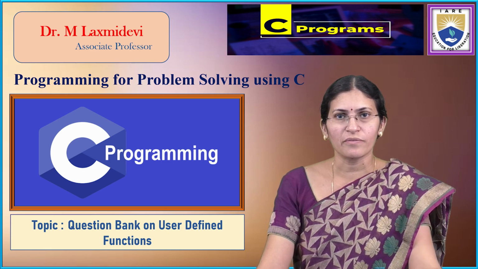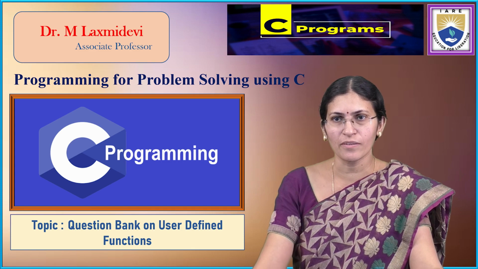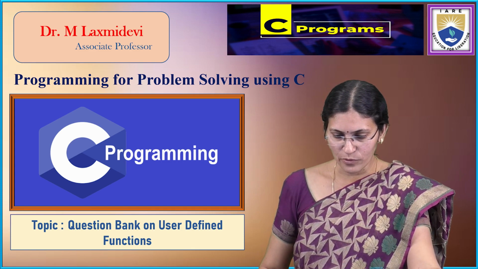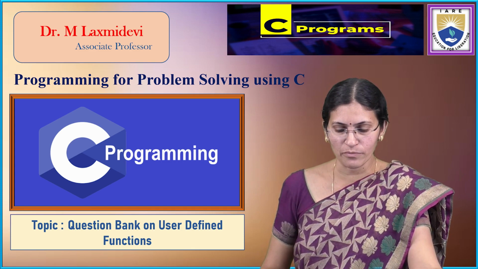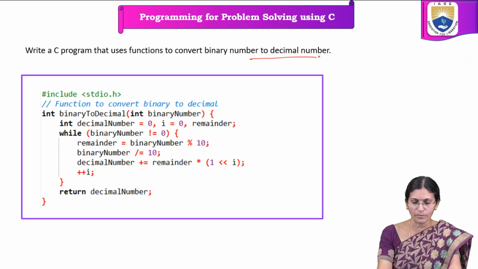In this video lecture, we'll discuss the questions based on user-defined functions. So we'll try to solve some programs. We'll try to write some programs based on user-defined functions. So these are the different functions. The first one is: write a C program that uses functions to convert a binary number to a decimal number.